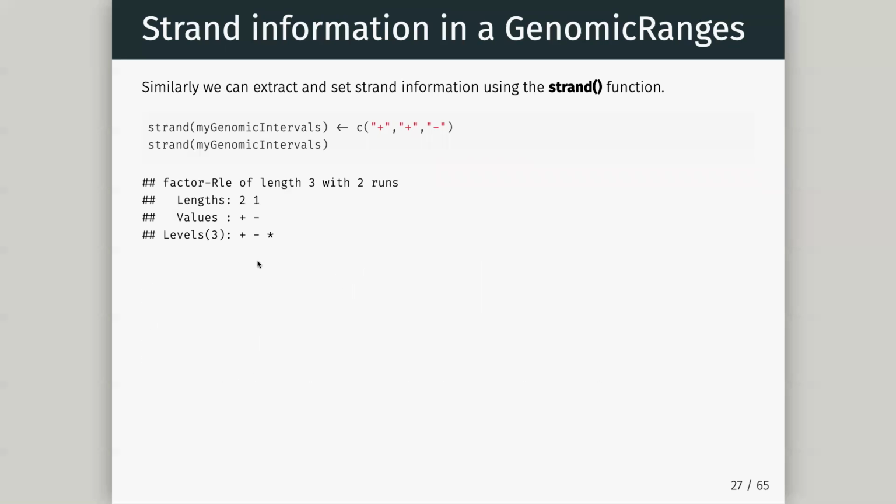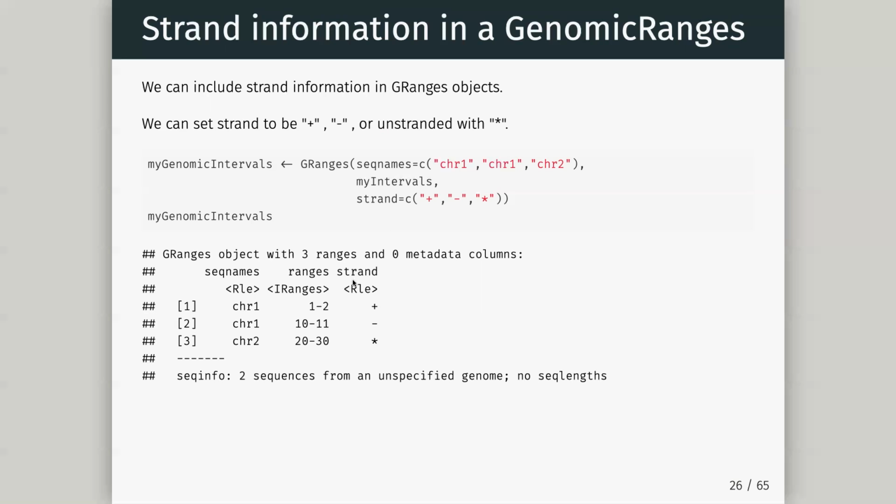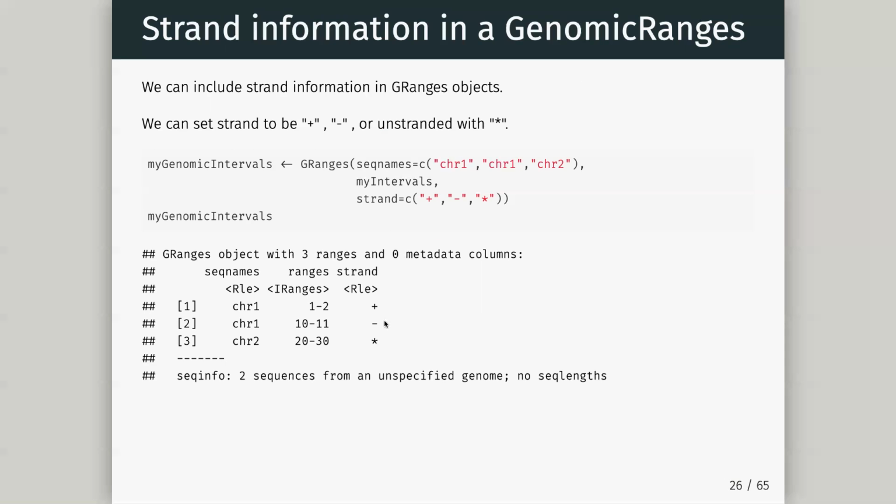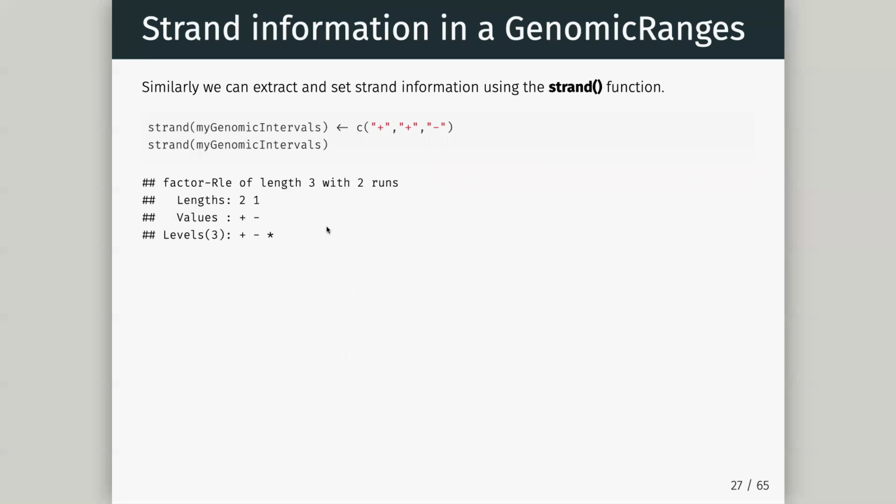If we look at the strand information, it doesn't quite say it there, but it's going to be another factor, an Rle. It's going to kind of force this for us. So I can reset strand information the same way: plus, plus, negative. Here I've now changed it from plus, negative, star to plus, plus, negative. I can also review the strand information using this.